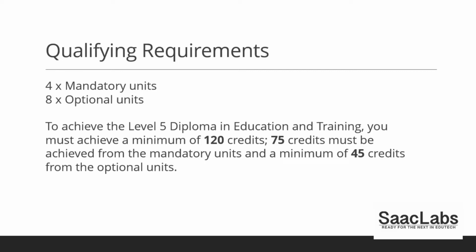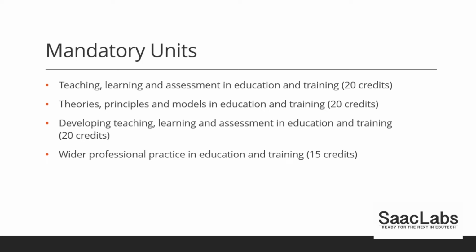Now we're going to go into the mandatory units so that you can have a look at what these units are. They are teaching, learning and assessment in education and training, theories, principles and models in education and training. So the first mandatory unit is very much an introduction into the diploma, into the subject of the diploma. The second unit is going to be very theoretical, where there will be a lot of models, different principles and theories that we're going to be looking at.